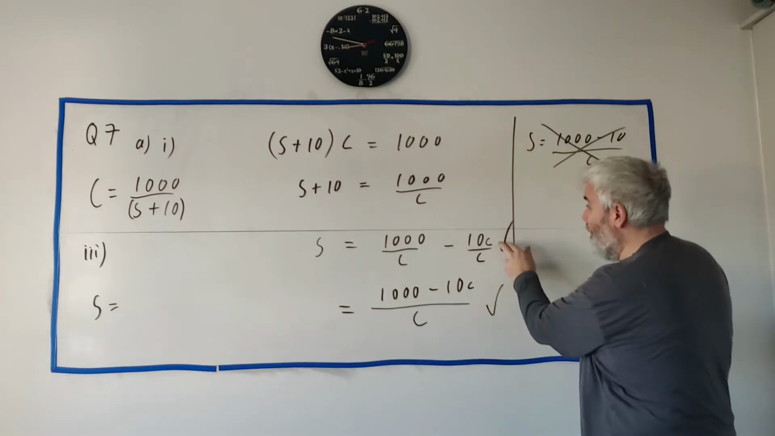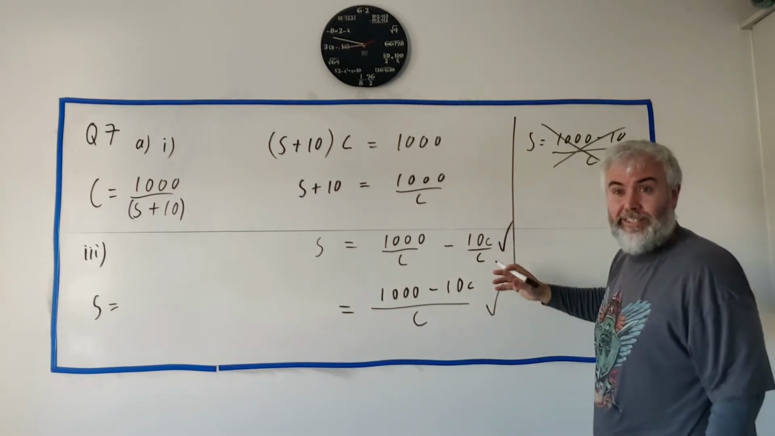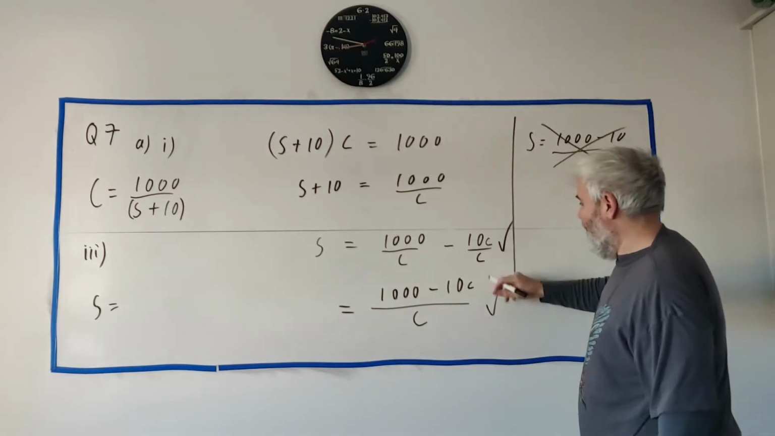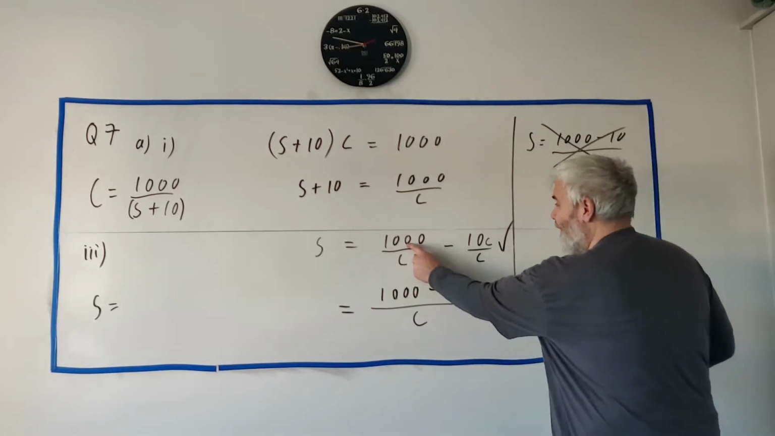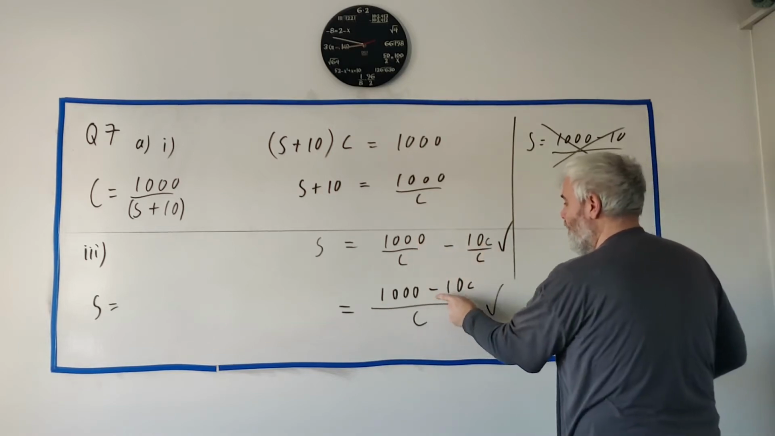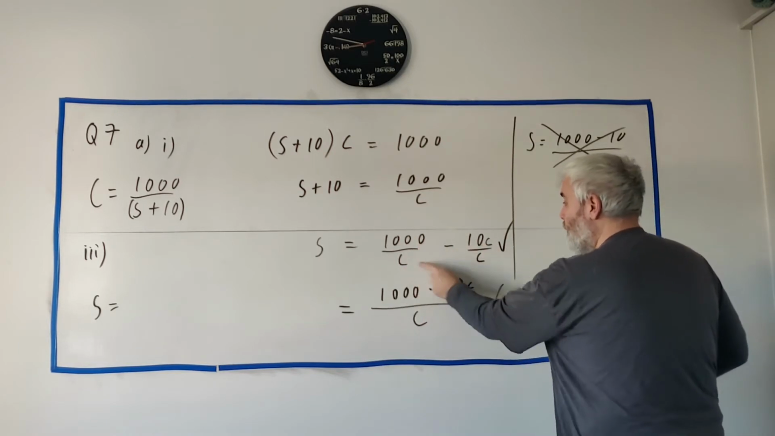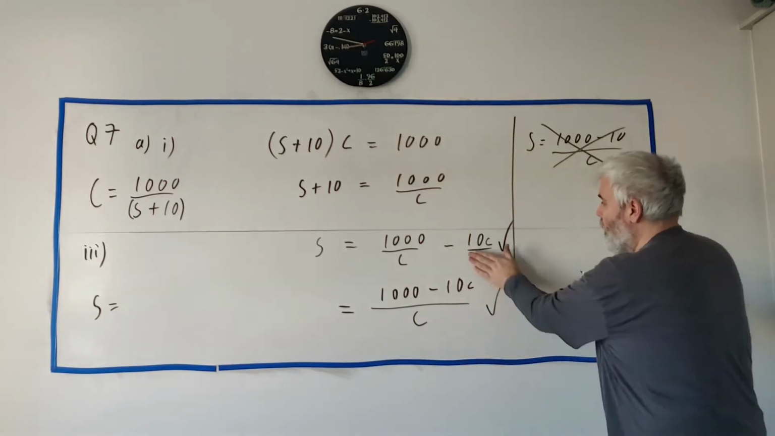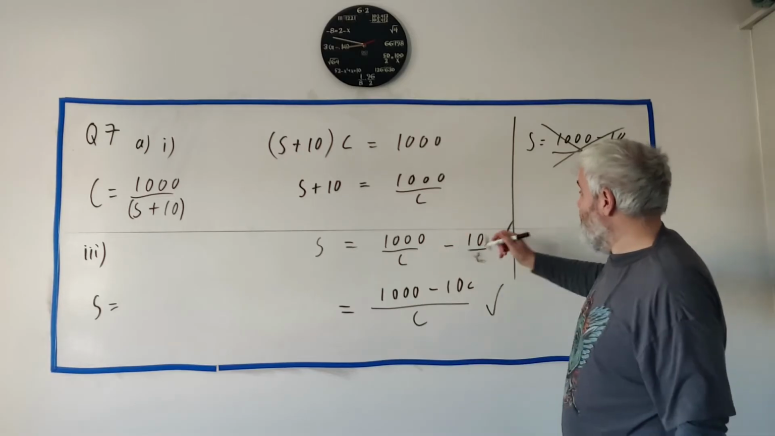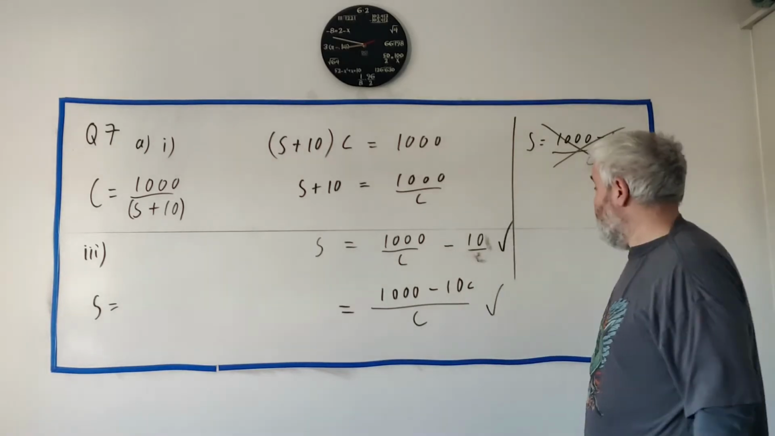So I've done nothing. Multiplied and divided by the same number. It's like multiplying by 1. So really I've done nothing here. That's how they're the same. We can just add 1,000, take away 1,000 minus 10C is 1,000 minus 10C, and they're both over the same number. Okay, but I'll rub this out for now. And this is the number we'll probably use in the next part.